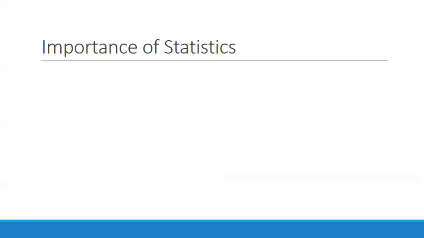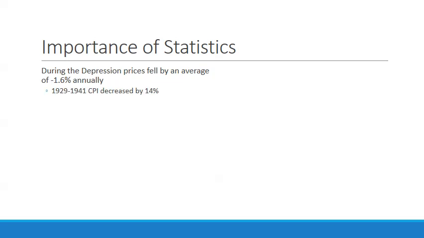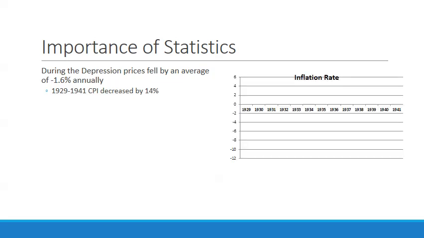We could take it a step farther. We could jump back farther in history and look at the Depression. So during the Depression, prices fell by an average of minus 1.6% annually. So during the Great Depression, prices fell 1.6% every year. So we're seeing deflation on a continual basis here. And from 1929 to 1941, CPI decreased by 14%. So we know that over that time period, prices fell by a total of 14%.